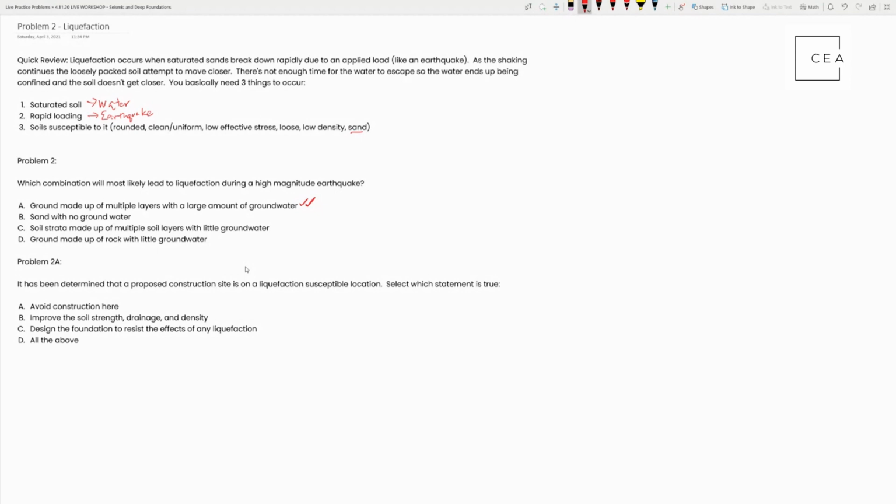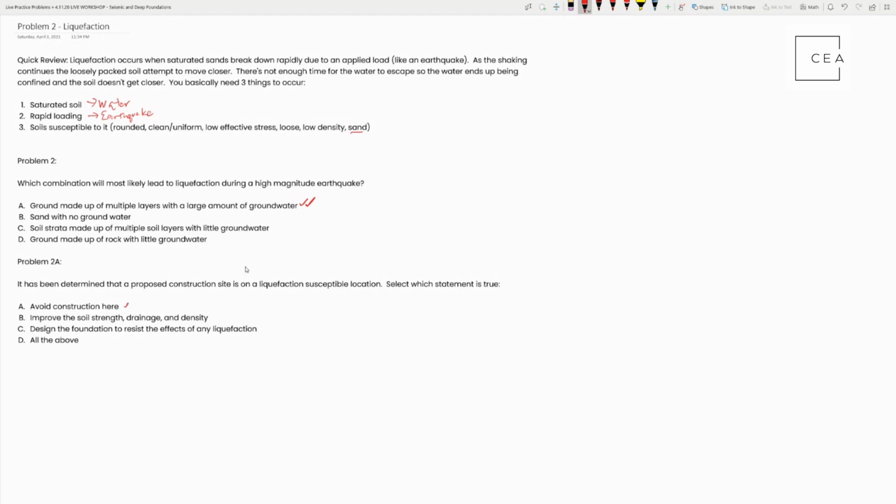If we go through each one of these, we could straight up, we're getting some answers here. Yeah, we've got an answer B. B is a good answer. Improve the soil strength, drainage, and density. And D is also a good answer. So now the secret here is this is the kind of thing they might throw at you on the PE where you're going to have good answers. So you have to really think about it. In this case, you could straight up avoid construction here. That is an answer that is acceptable.